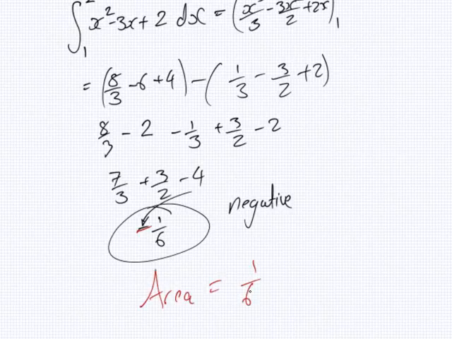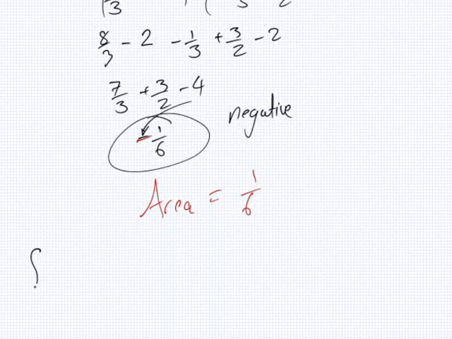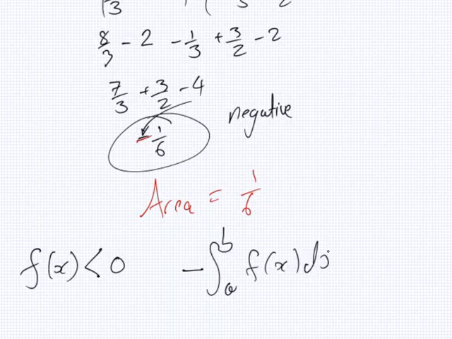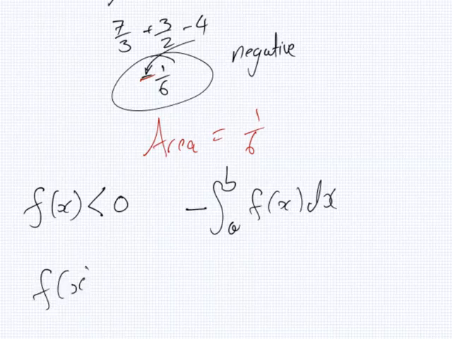So you have to be very careful here because it basically means that if f of x is below the axis, the area is actually minus the integral from a to b of f of x dx. So you have to fix the sign at the end. Just be careful with that. And if f of x is above the axis, no need to fix the sign. You just keep it the same.